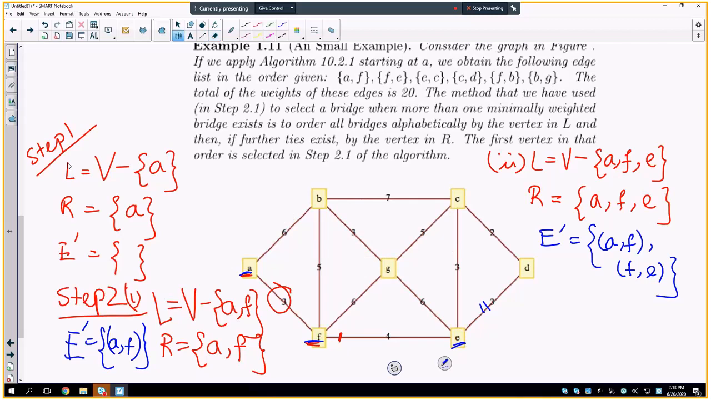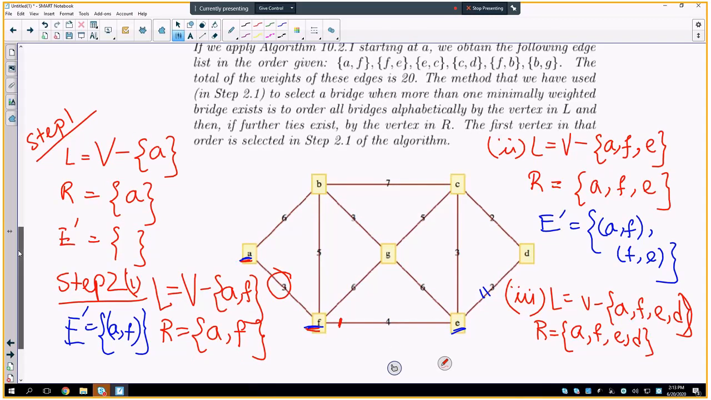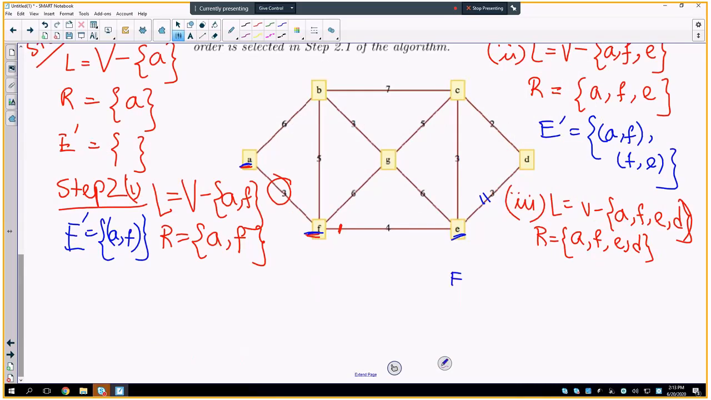So now, after we have done our step 3, the set L has now become V minus A, F, E, D, because we have selected D. And the set R has become one more here: A, F, E, D. And similarly, we're going to write down the changes in our edge set. Now we have 3 edges in this: AF, FE, and ED.